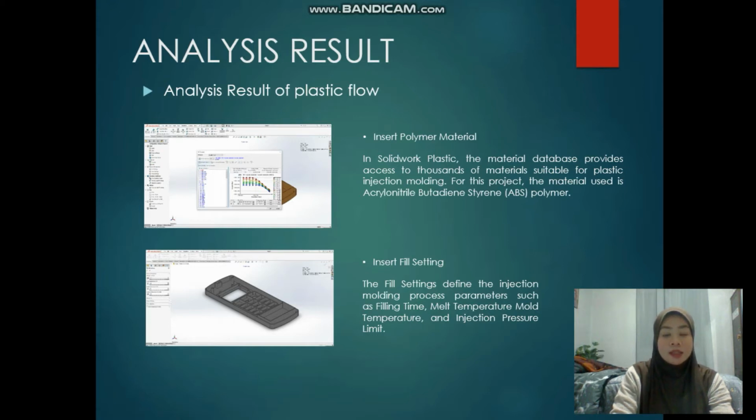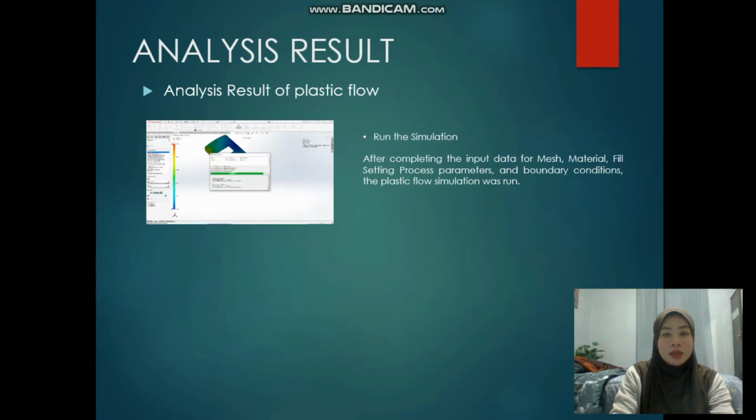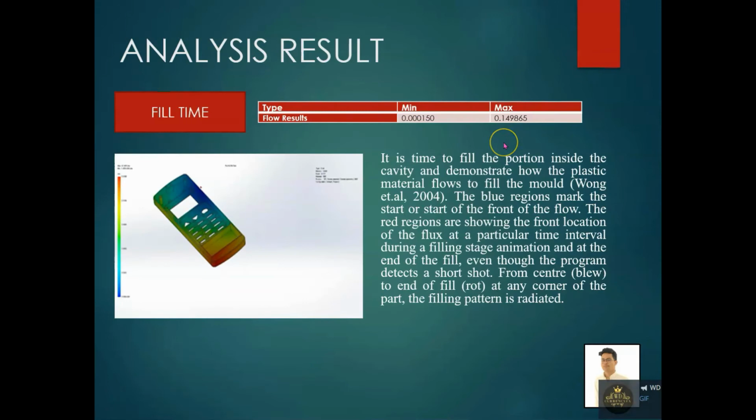Next is insert the field setting. The field setting defines the injection molding process parameters such as filling time, melt temperature, mold temperature, and injection pressure limit. Lastly is run the simulation. After completing the input data for mesh, material, field setting, process parameter, and boundary condition, the plastic flow simulation was run.